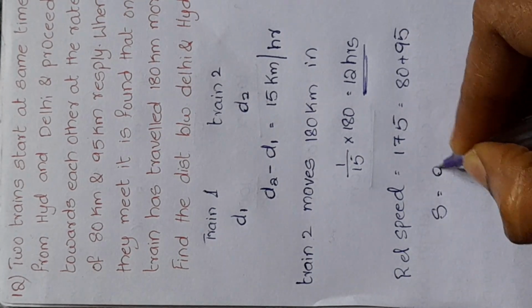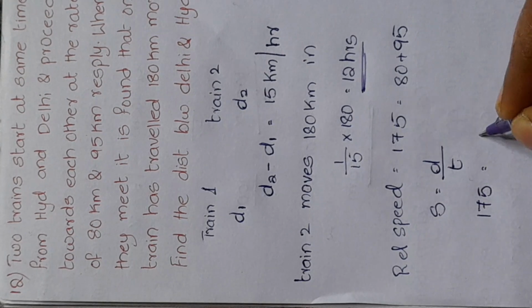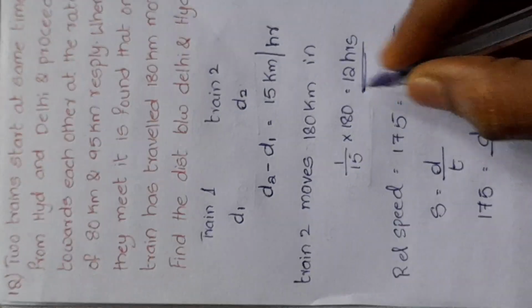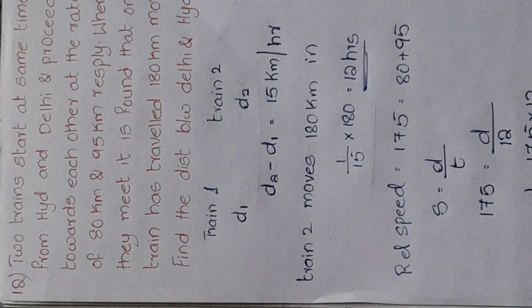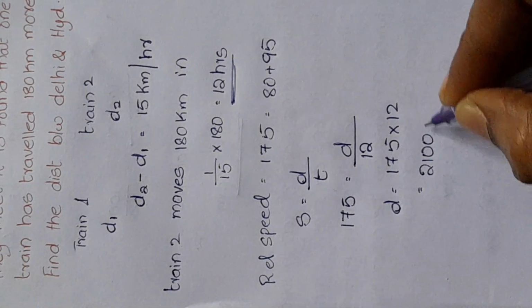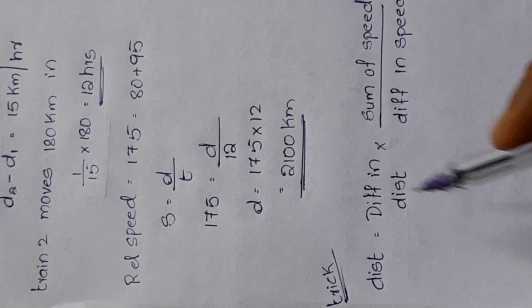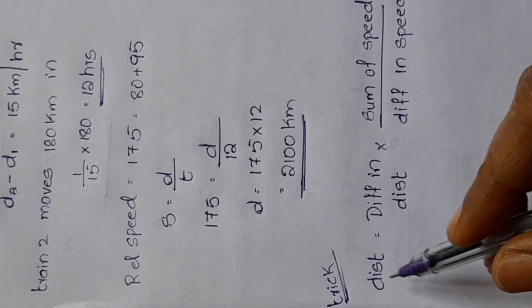We know that speed is equal to distance by time. Speed is 175 and the time is 12 hours. On multiplication, we get 175 into 12 as 2100 kilometers, which is the distance between Delhi and Hyderabad. Instead of doing all the above calculations, we can find the answer by using a simple formula.